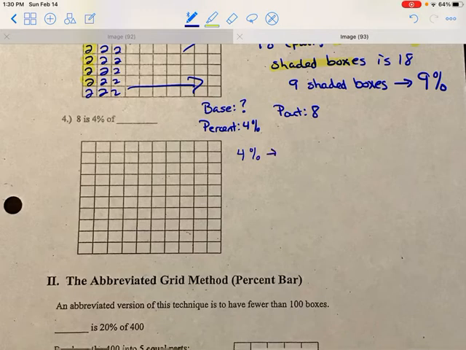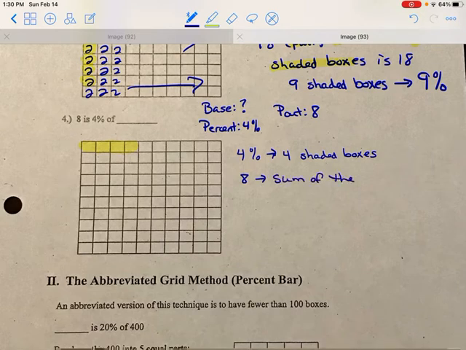We know 4% means that we have 4 shaded boxes. All right, so we can do that. Grab a highlighter, shade any 4 boxes you want. All right, so I've got that. Now my part is 8. So remember, 8 is the sum of the shaded boxes. All right, so if I have 4 shaded boxes and I want the sum to be 8, that tells me that each box should have 2, right? So just 8 divided by 4. All right, so now I've got 4 shaded boxes.